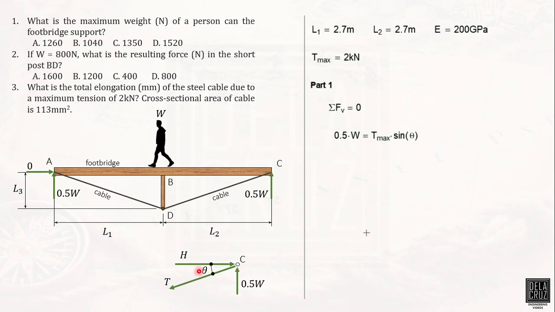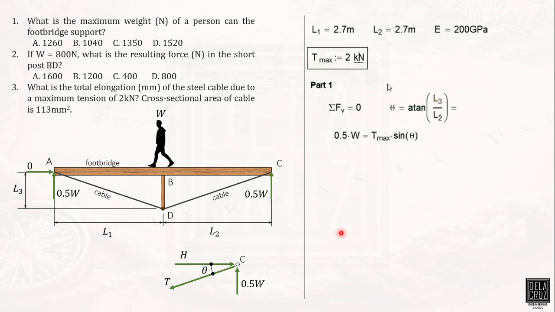The angle theta can be solved using the dimensions L3 and L2. By the way, we analyzed at joint C, but we can also use joint A. Actually, they are the same because the horizontal component here is 0. So let us just use joint C. Let us first solve the value of theta. Theta is the arctangent of the opposite, L3, over the adjacent, L2.